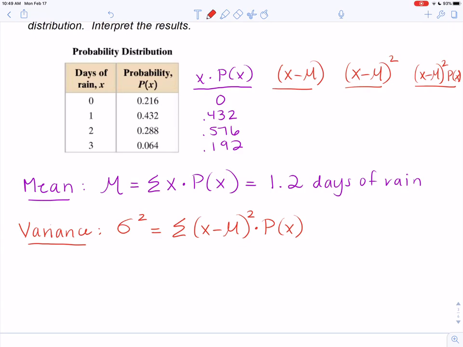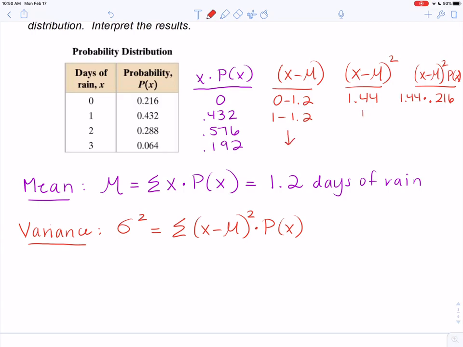All right, so again, just to show you what this would look like for the first row, x minus mu, that means I need to take x, which is 0, and subtract the mean, which is 1.2. In my second row, x is 1, subtract the mean of 1.2. Now, in the next column, I'm going to square that information. So, for example, 0 minus 1.2 is negative 1.2, squared is 1.44. And then in my last column, I would take that square and multiply by the probability, which was 0.216.